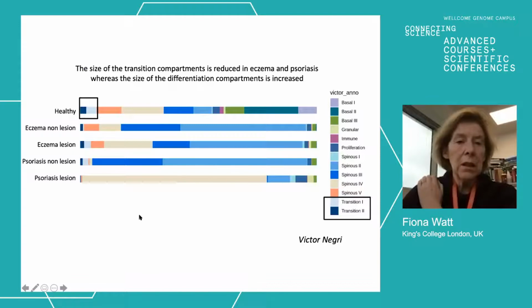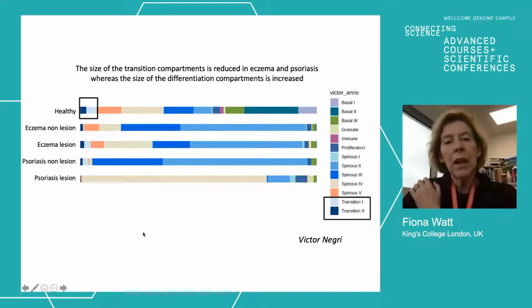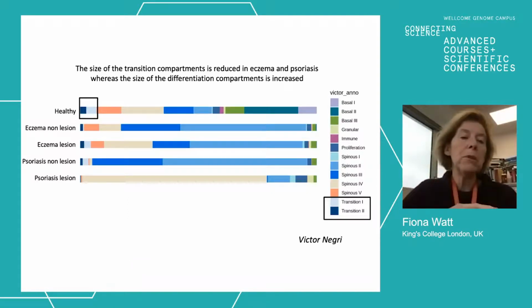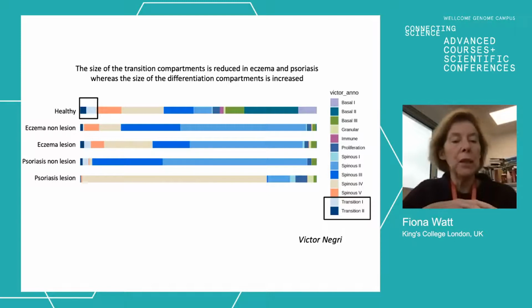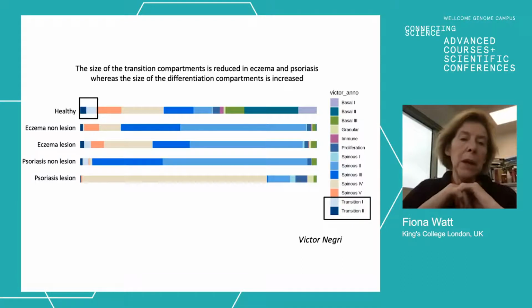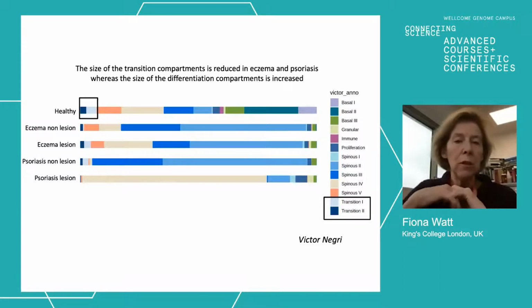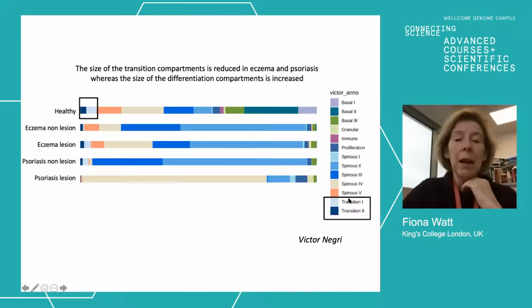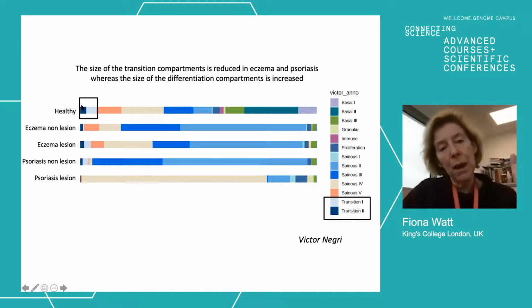Another thing that Victor has done, and this is very preliminary work, is to look at how the different populations of cells that we'd found in healthy skin map to lesional and non-lesional skin from patients with eczema and psoriasis. Here, actually, my prediction had been that there would be an abnormal expansion of those 2 transition populations, which are now shown here. But in fact, we didn't see that. We saw that their abundance in the map was shrunk, as was the abundance of the different basal populations. And instead, what you see is an expansion of the spinous layer populations.